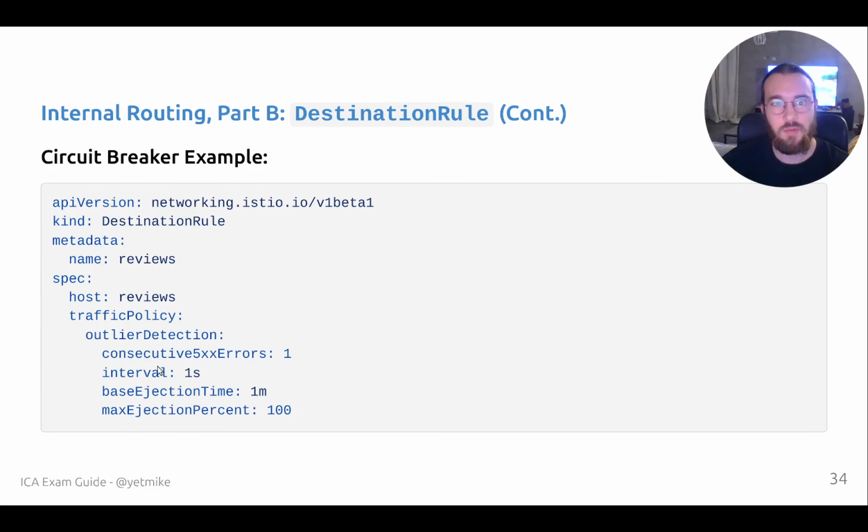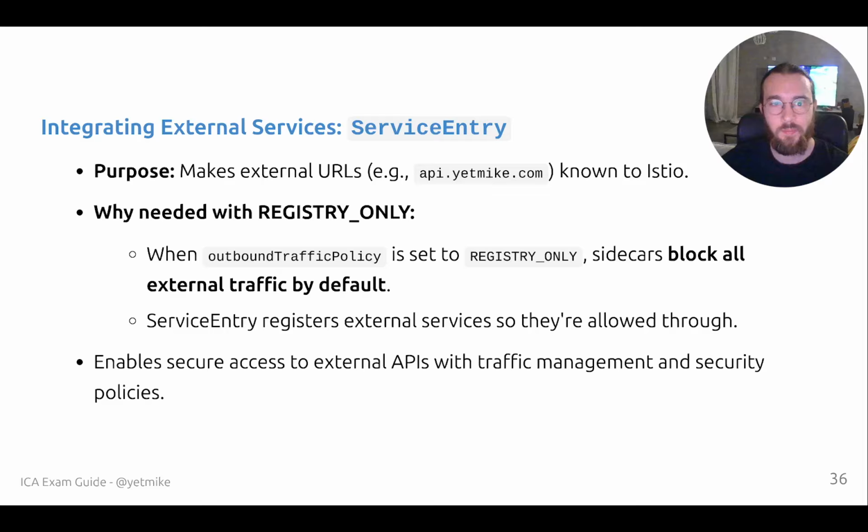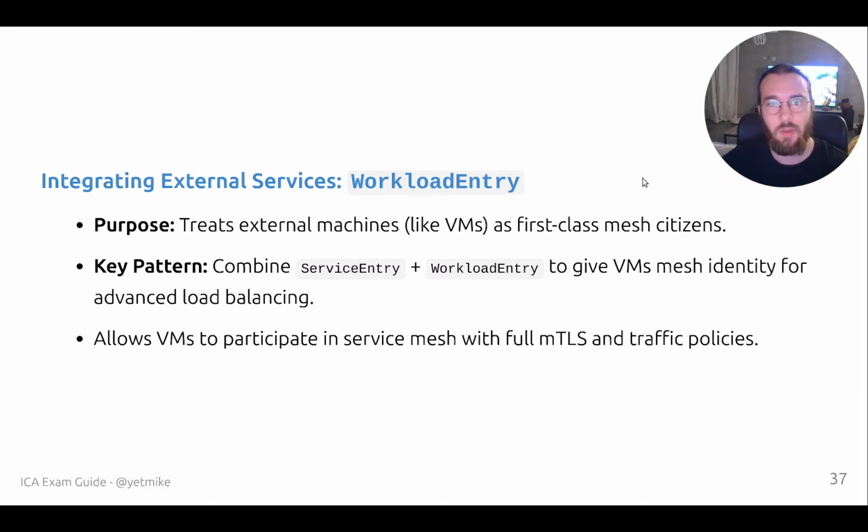Here's the example of the circuit breaking. You can have the retries if the endpoint you're trying to reach is returning the 500 errors. As I mentioned before, if your outbound traffic policy is set to registry only, the sidecars will block all the traffic that is not defined. So you will need to use the service entry to whitelist that, to register the service.